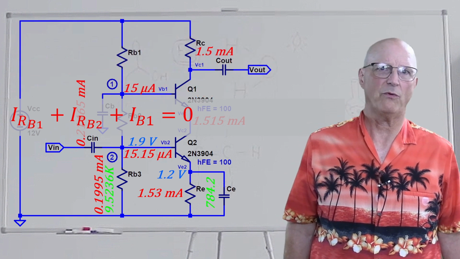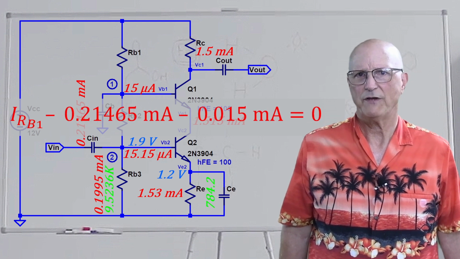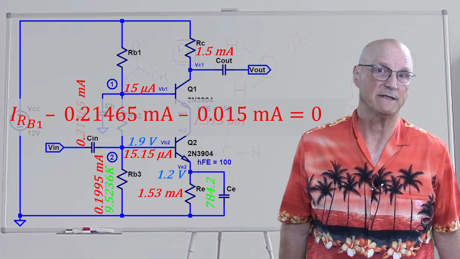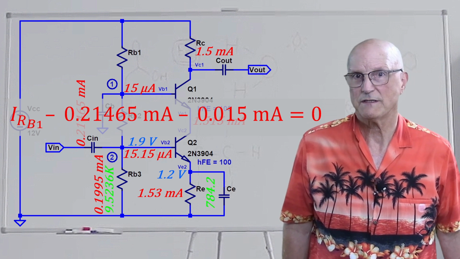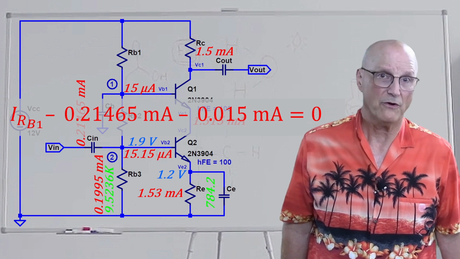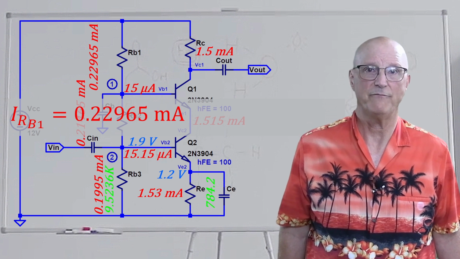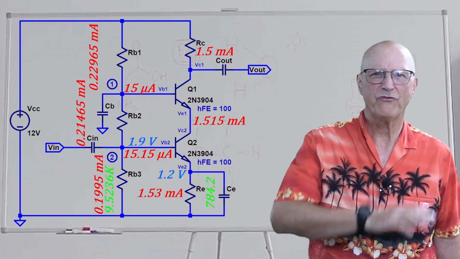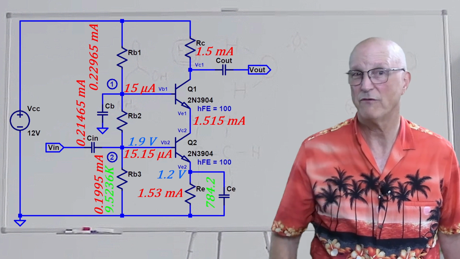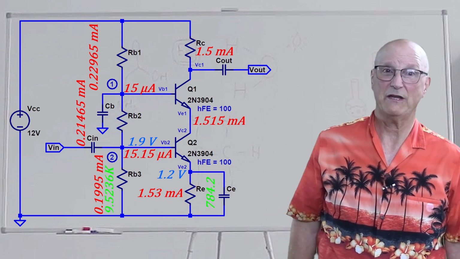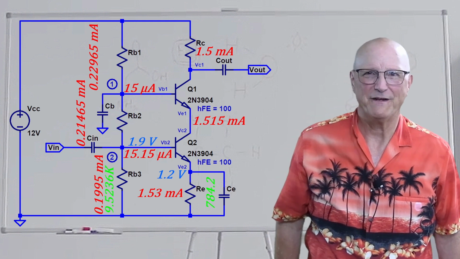Thus, the KCL equation becomes that the current through RB1 minus 0.21465 milliamps minus 0.015 milliamps is equal to 0. Rearranging this and solving for the current through RB1, the current through RB1 is equal to 0.22965 milliamps. Now, we know all sorts of wonderful things, but we are now quite stuck unless we get some new information. And this is where we get to apply engineering knowledge and assume a feel-good number for our design.